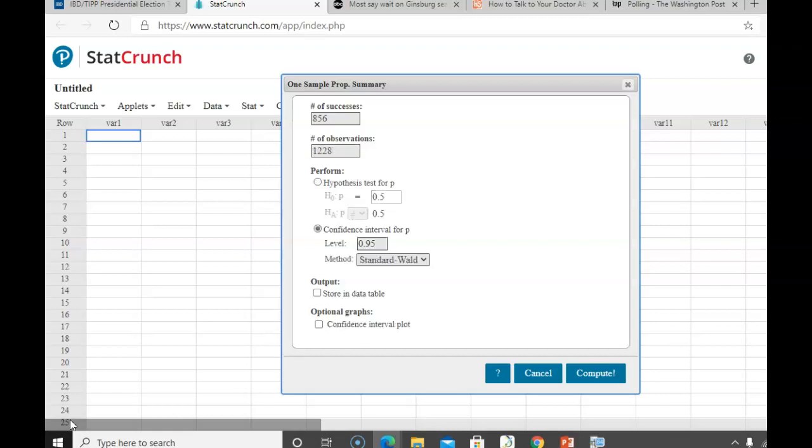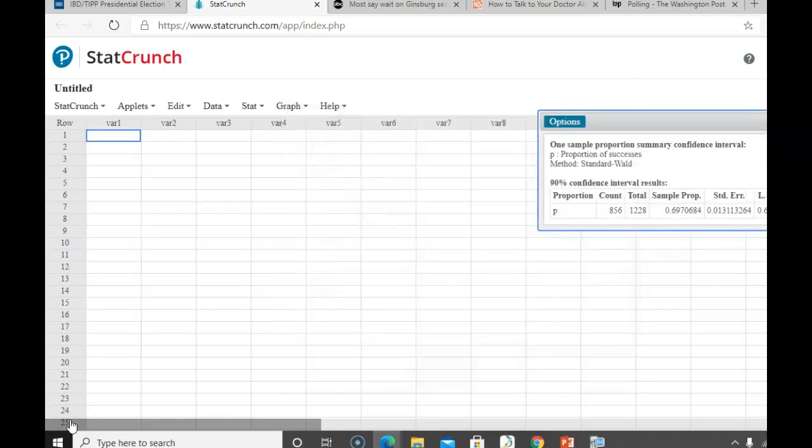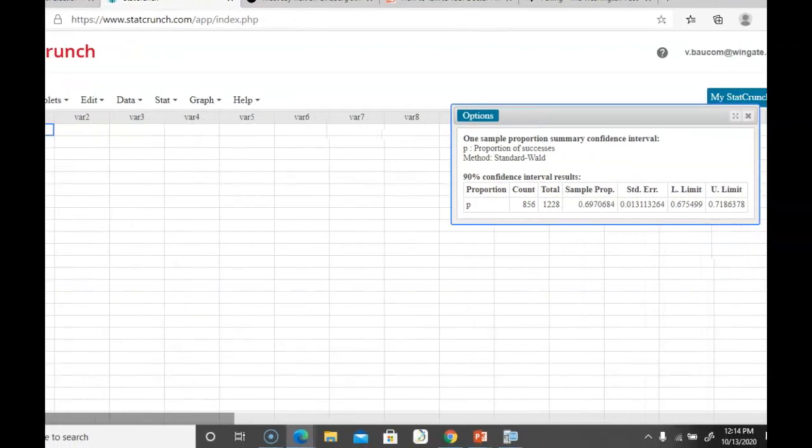We were doing a confidence interval, and that confidence interval was 90%. So if we compute, then you're going to see here is the confidence interval that we were able to calculate ourselves. So hopefully you can see it now. So that's just an easy way you can also do these on StatCrunch.